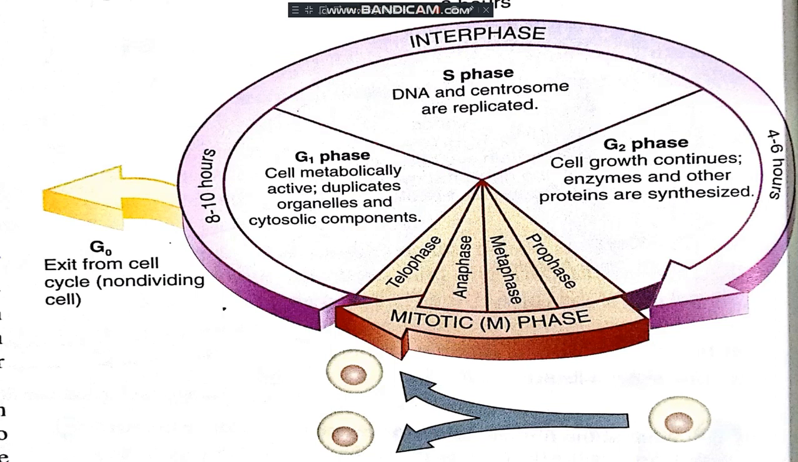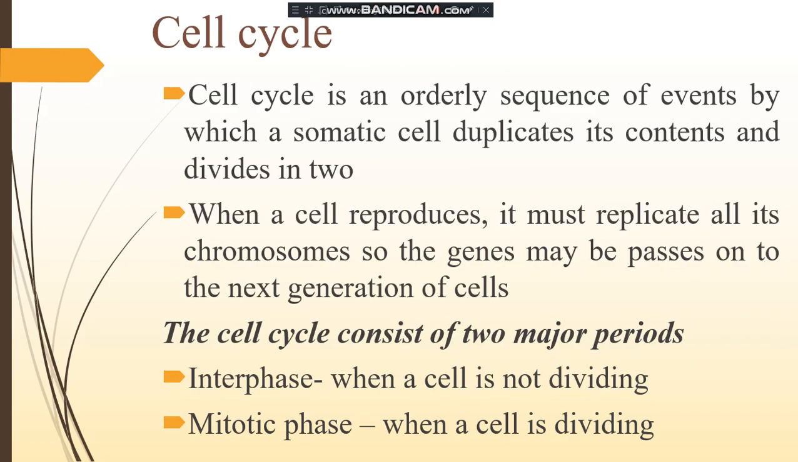Don't get worried regarding this kind of complicated pictures. This is very easy. Let's see. It is an orderly sequence of events by which a somatic cell duplicates its content and divides into two. When a cell reproduces, it must replicate all its chromosomes, so the genes may be passed on to the next generation of cells. That is, we should be able to get the same cell as the parent. Then only the division will be complete.